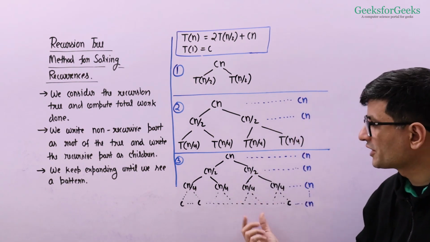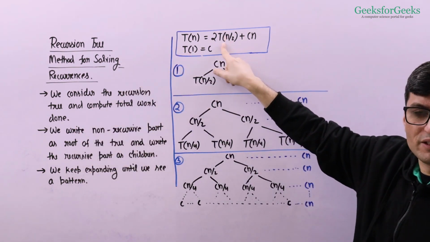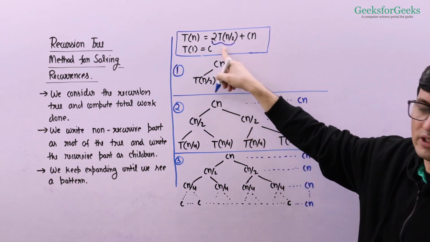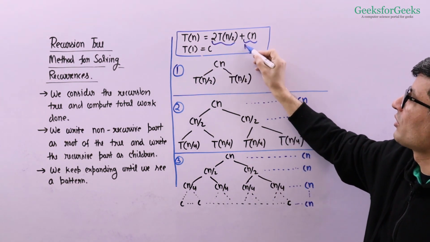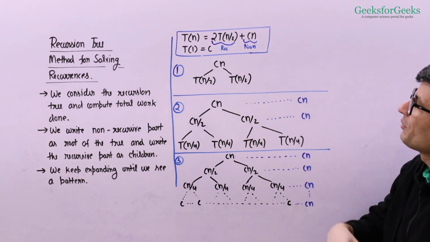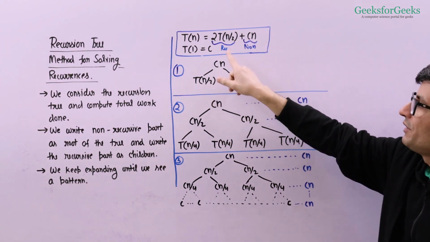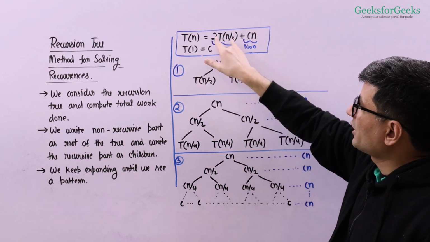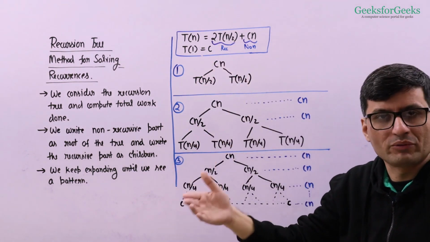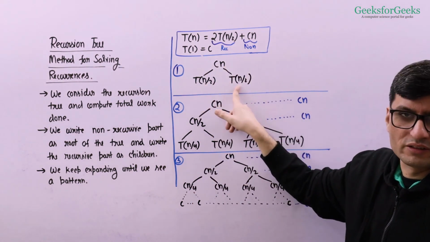How do we draw this recursion tree? So these are the steps. If you see the recurrence relation that I have here, we have a recursive part, right? There are two recursive calls and then we have a non-recursive part. This is the non-recursive part and this is the recursive part. So we write the non-recursive part as the root of the tree first. Then we write the recursive calls. There are two recursive calls here, that's why I've written two. If there were three, we would have written three. If there was one, we would have written one. So we write those two children here.